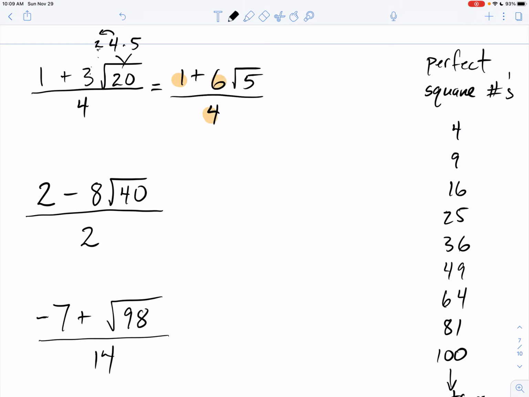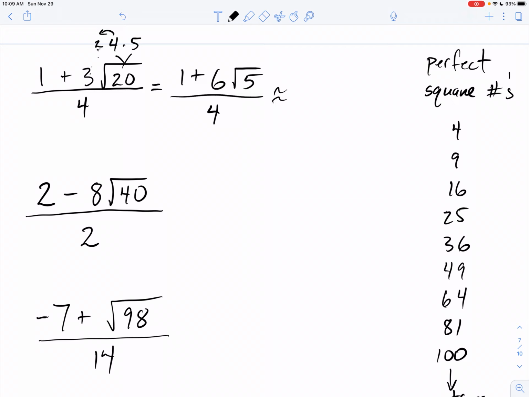That's my answer. Let me get rid of the orange. I'm going to turn that into a decimal. So I'm going to say 1 plus 6 root 5. I hit equals. I get an answer, but then I got to divide it by 4. And that will give me a final answer of 3.60. I don't have to write the 0 because that's it.